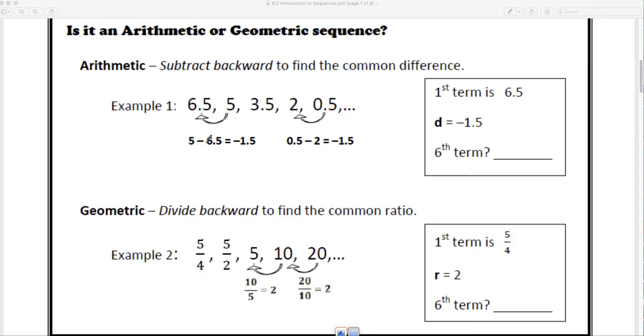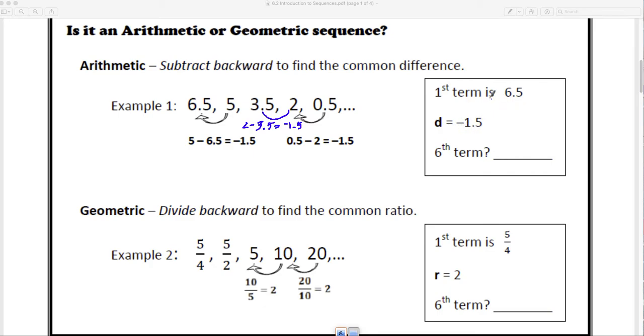This term minus the term that's in front of it is going to give me a negative 1.5. And if I keep going, let's try one right here. If I do 2 minus 3.5, I'm still getting that negative 1.5. So I know a couple of things here. I now know that this is an arithmetic sequence. It's not some other kind of sequence. And I know that the common difference, the amount it is decreasing by, is negative 1.5.